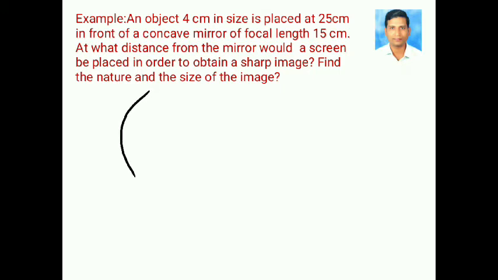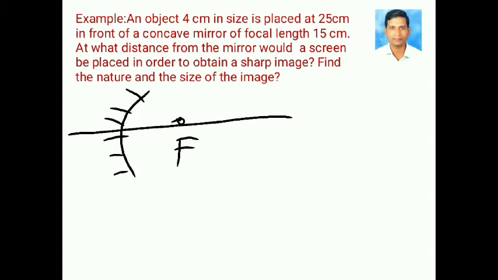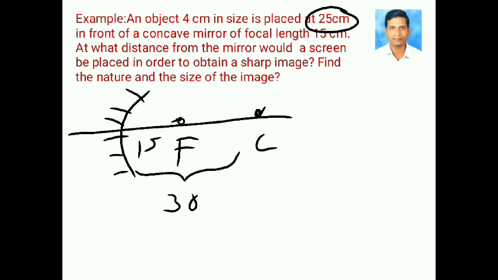Suppose this is a concave mirror. The focal length is 15 centimeters and the center of curvature will be at 30 centimeters. So here the object is placed at 25 centimeters. Suppose here we place the object, and the height of the object is about 4 centimeters. The object distance is 25 centimeters.